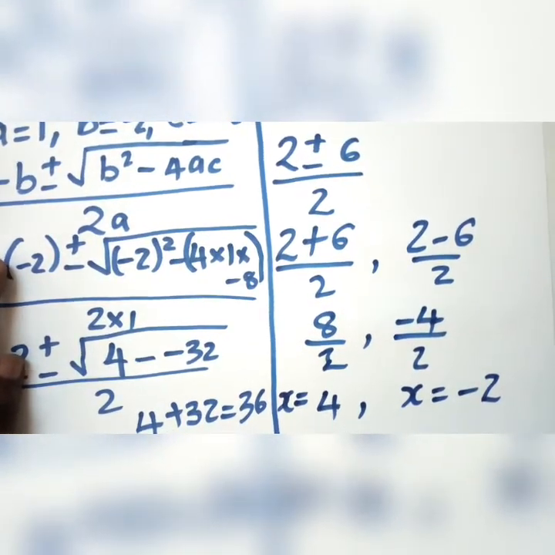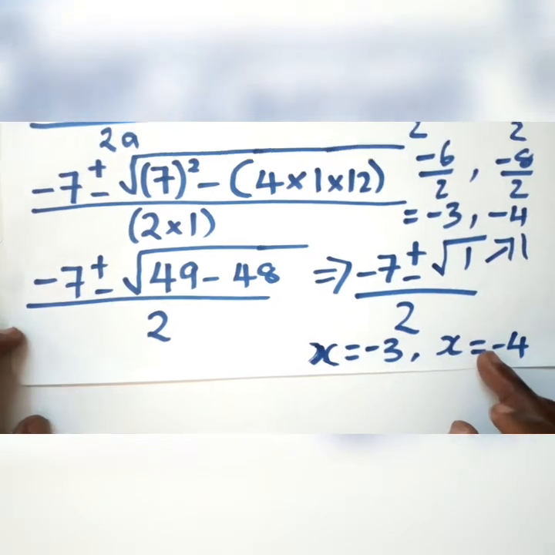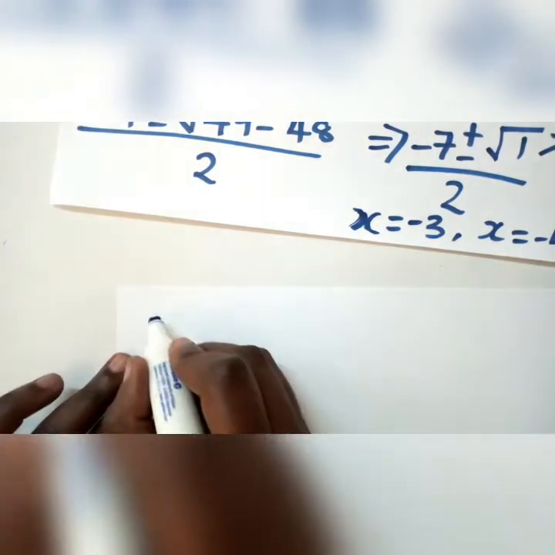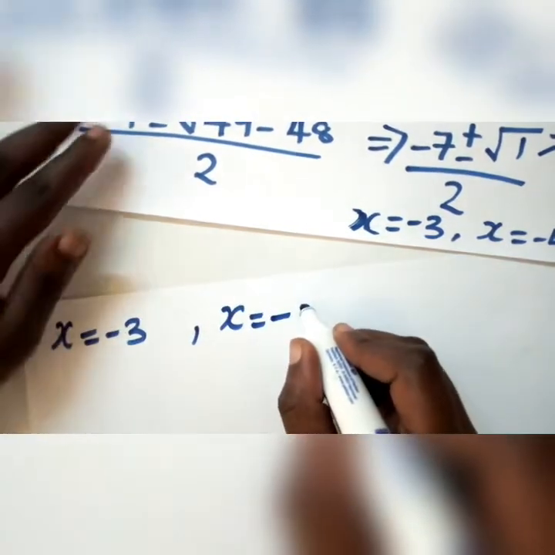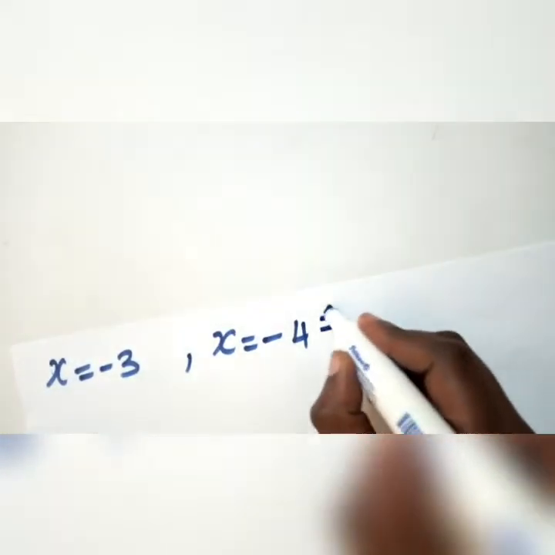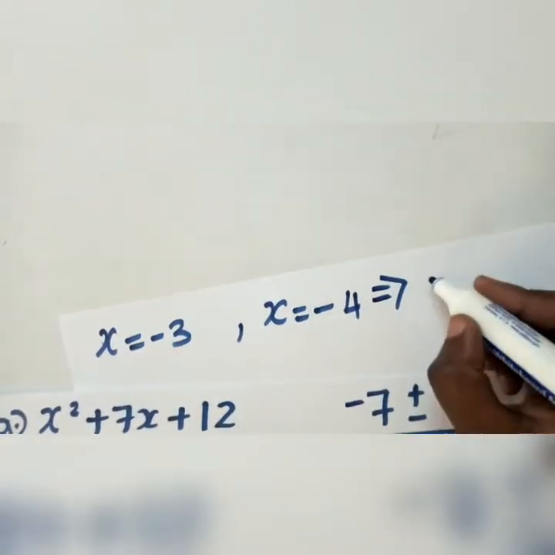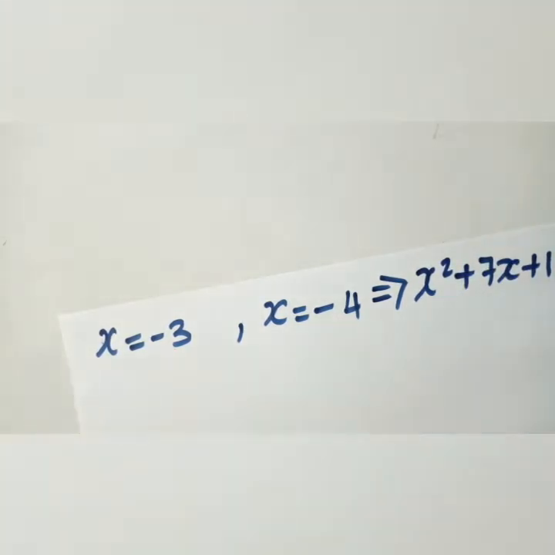Yeah, so let me show you that one. Okay, we're going to test whether these two values, when you multiply them together or when you form it, does it form the same quadratic expression like this one. Let's check. So we have our answers: x equals to minus 3 and x equals to minus 4. Those are our two solutions, and you want to check whether this one will form the first expression. So we have x squared plus 7x plus 12.